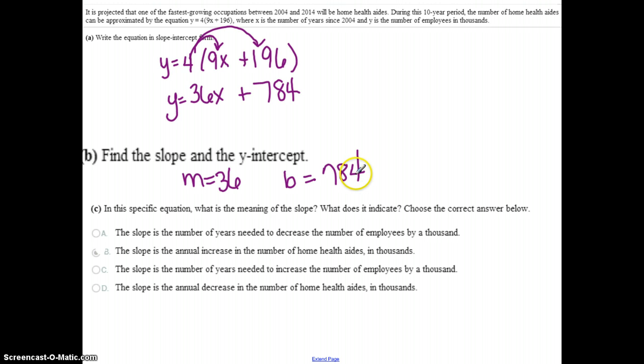And they would like to know what this means. So basically, because this is about being able to find the number of home health care workers, you have to look at x where it's years. So basically, you're looking at the fact that it goes up by a positive 36 every time it goes up. So the slope has to be an annual increase that happens in thousands.